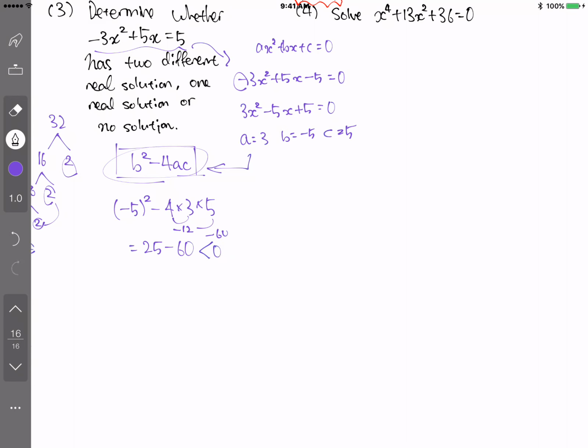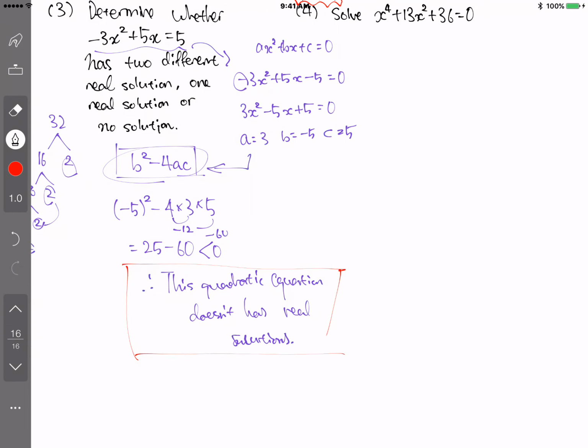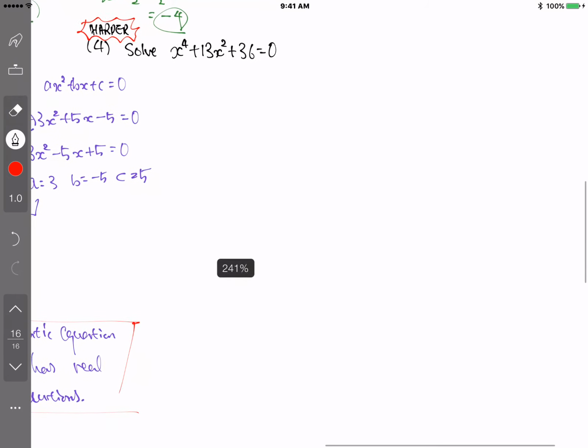It's less than 0, so the solution for this one is that this quadratic equation has no real solutions. And this is going to be the answer for this third question. And let's move on to the final question.